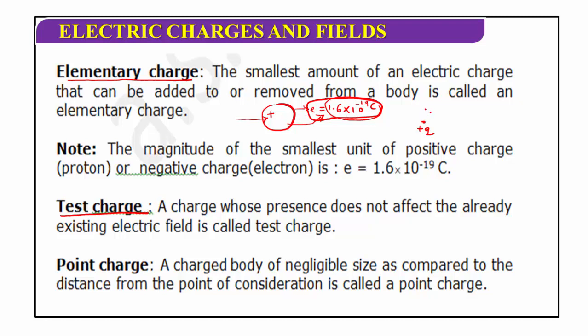Here, the region around this charge is called electric field. The region around the electric charge is called electric field. Like when a magnet is placed, the region around the magnet is called magnetic field. Plus q is the positively charged body. Here, the region around this electric charge is called electric field.